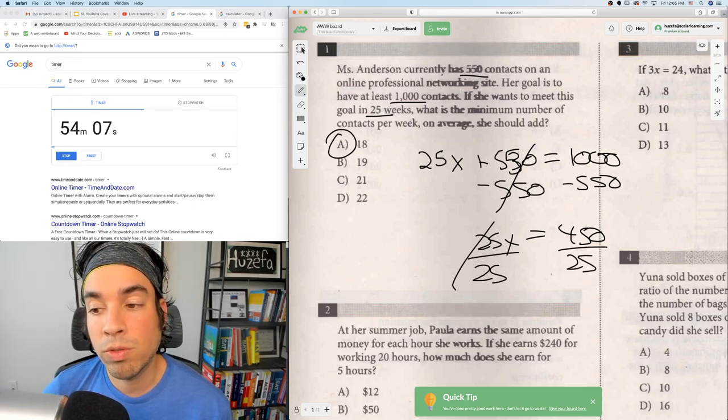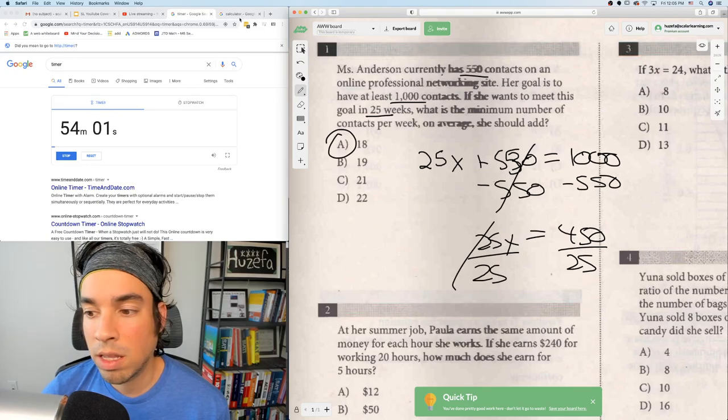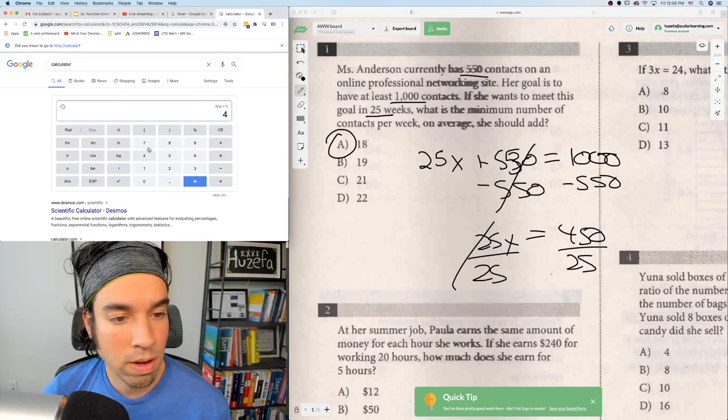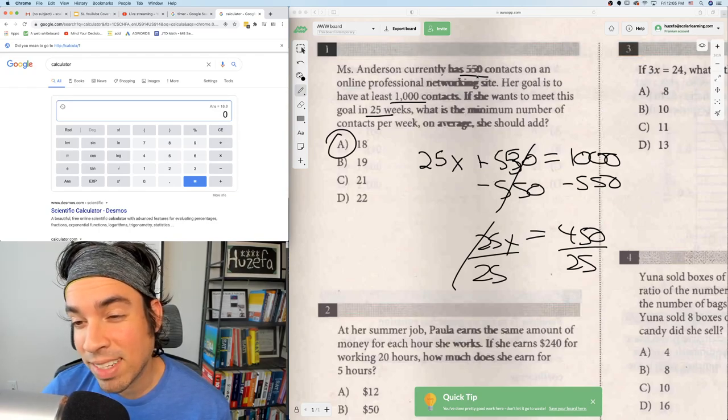So if it was 530, that would be different. See, the issue is it would then be 19, because it would be 470 divided by 25, which is 18.8. So just, you know, cut me some slack if that is wrong, because I can't read that.